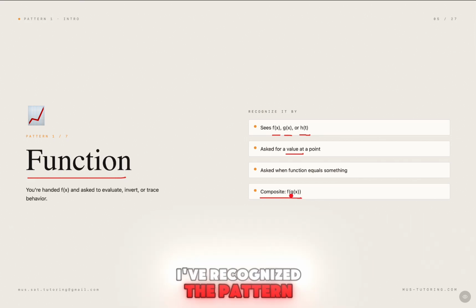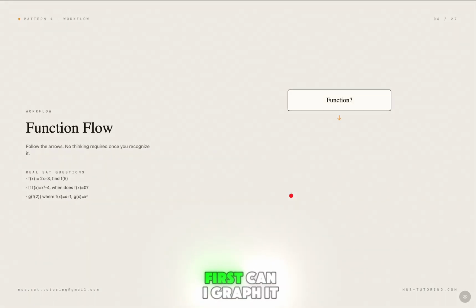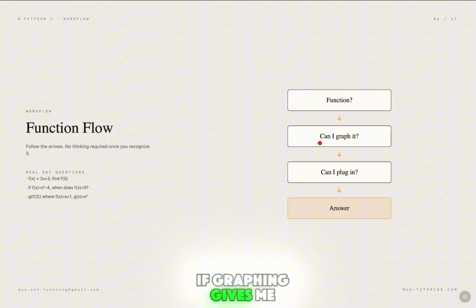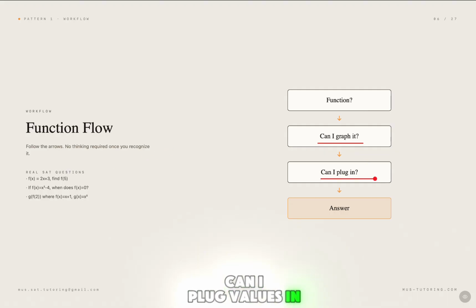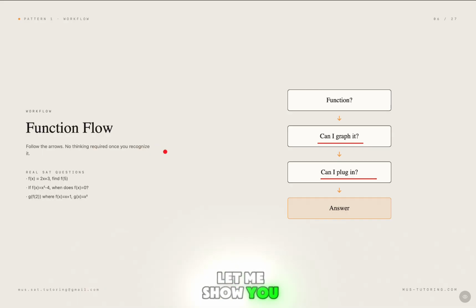Once I've recognized the pattern, I follow the exact same workflow every time. First, can I graph it? If graphing gives me the answer, I'm done. If not, can I plug values in? Most function questions become much easier once you stop trying to solve everything algebraically. Let me show you exactly what I mean with a real SAT question.